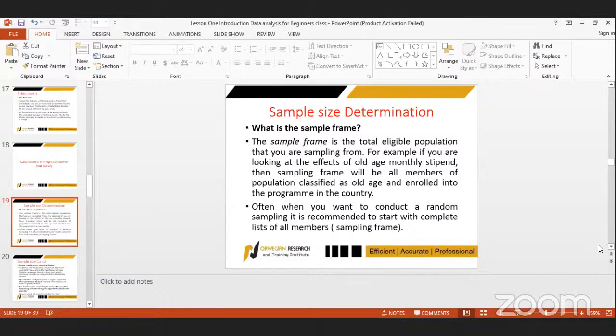That sample frame is important because it is from the sample frame that we will pick the sample that we will subject to our interviews or to answer the questionnaire, and out of what they have given us, we will use it for reporting purposes. When you want to conduct random sampling, it is normally recommended, though not compulsory, that you have the entire sample frame with you at the beginning.